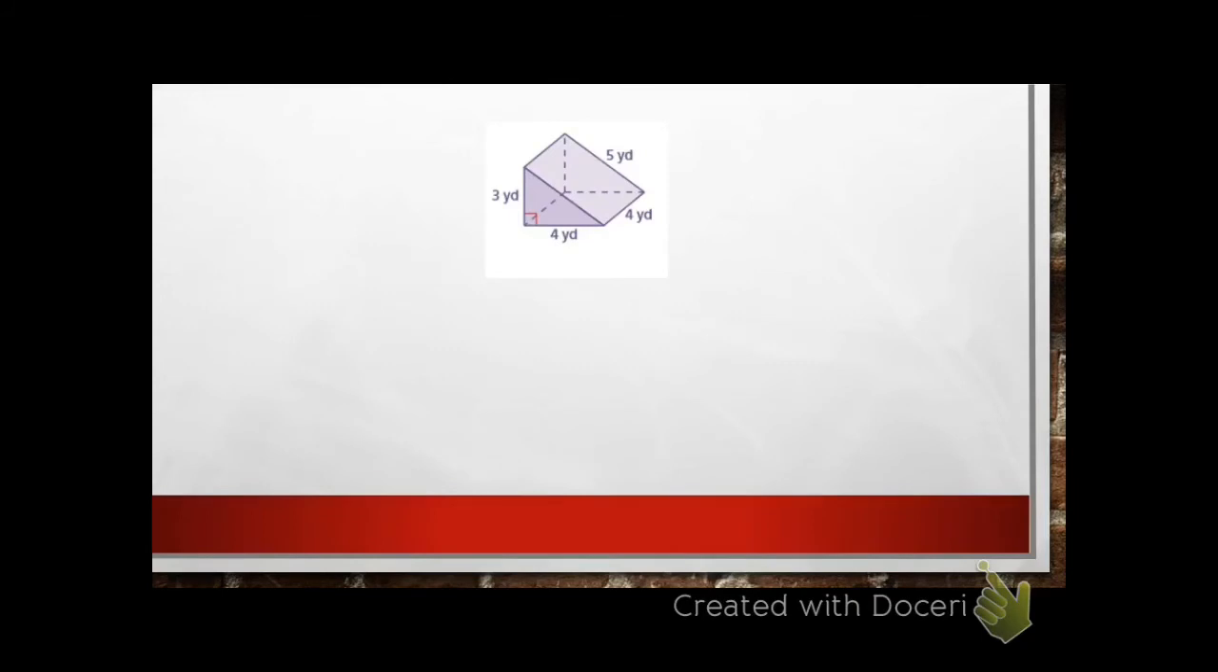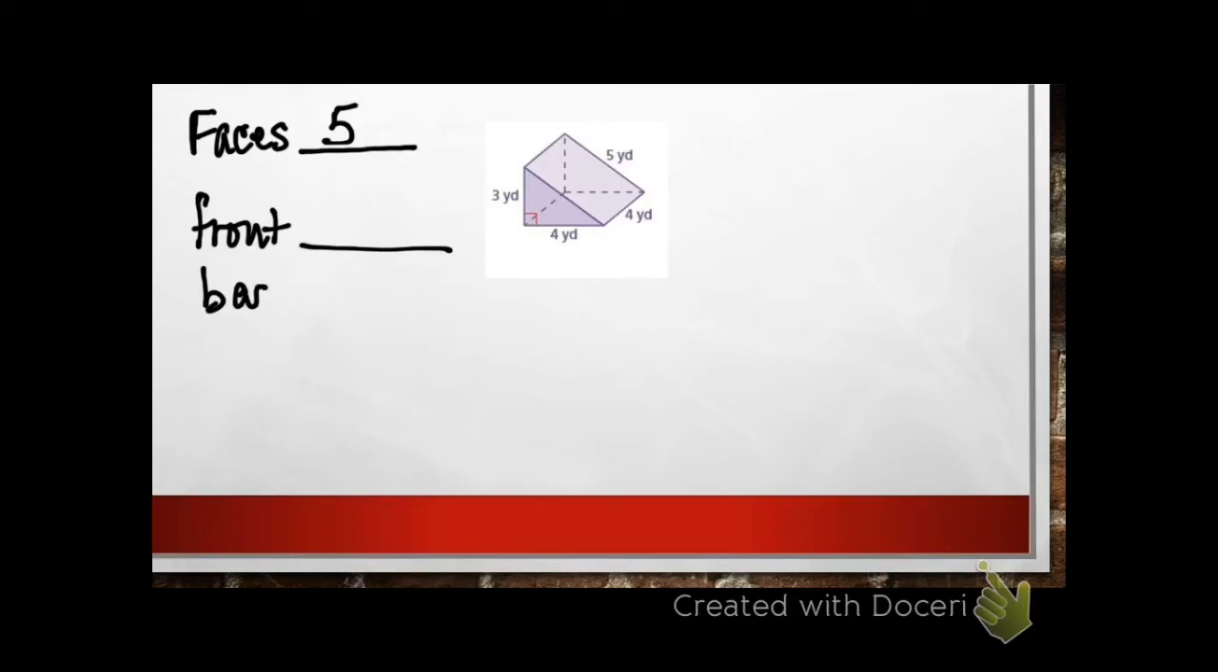All right, let's go ahead and try the purple triangle. Our purple triangular prism. We're going to start off again with talking about how many faces there are. How many sides do I need to find the area of? So count them up. Did you get 5? Good. You have a front, you have a back, you have a bottom, and you have two sides.